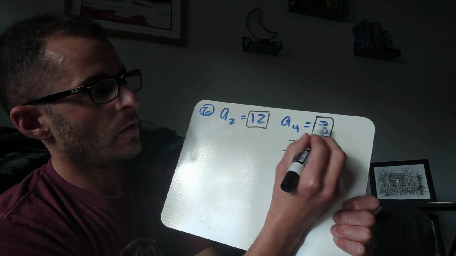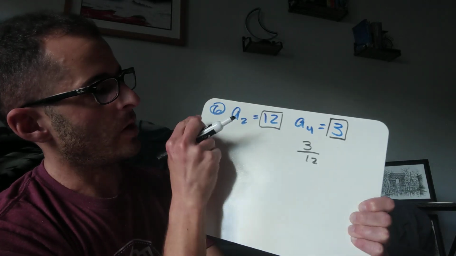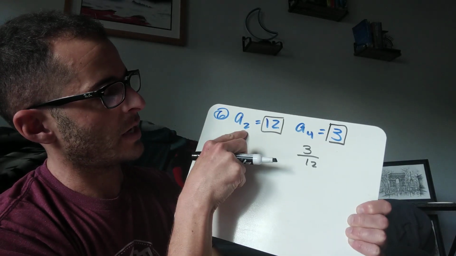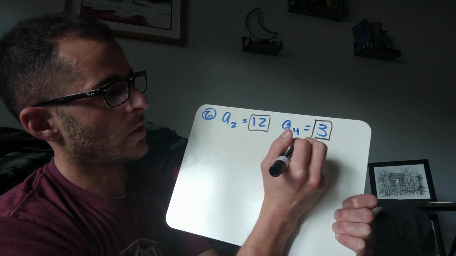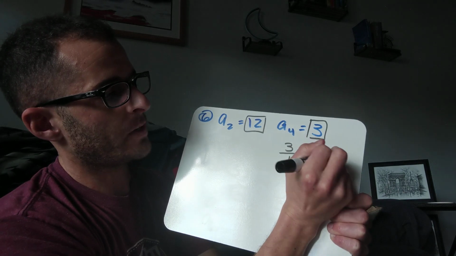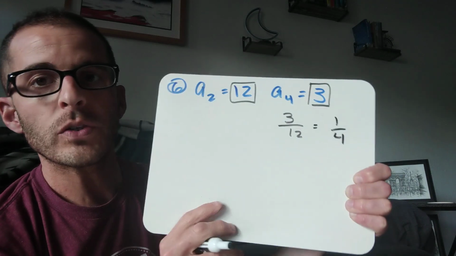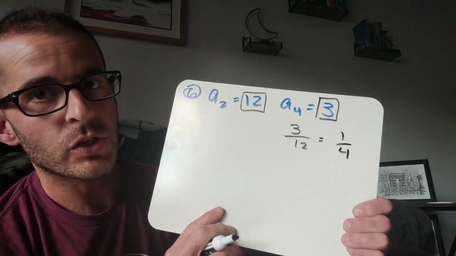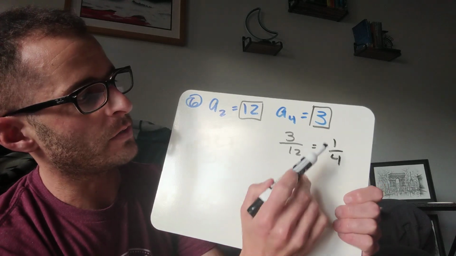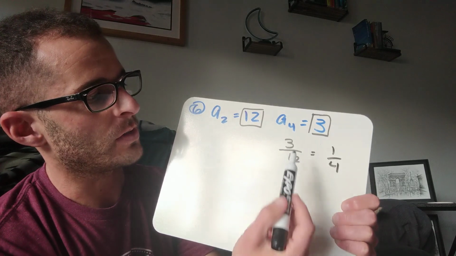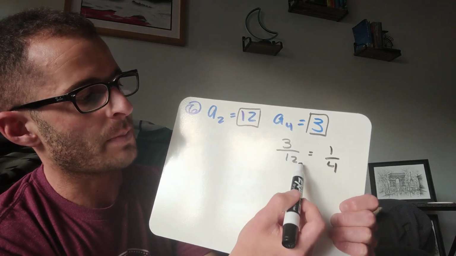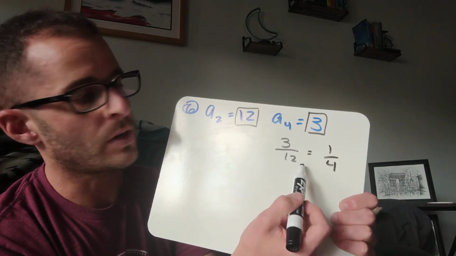So the rightmost number, think about it. We don't know the first term, we know the second term, we don't know the third term, we know the fourth term. 3 is on the right. 3 over 12 is 1 over 4. So once we divided the numbers, make sure you write a note. The first step is to divide the rightmost number in the sequence by the leftmost number in the sequence. Rightmost goes on top, leftmost goes on bottom. Make sure you take notes on that.